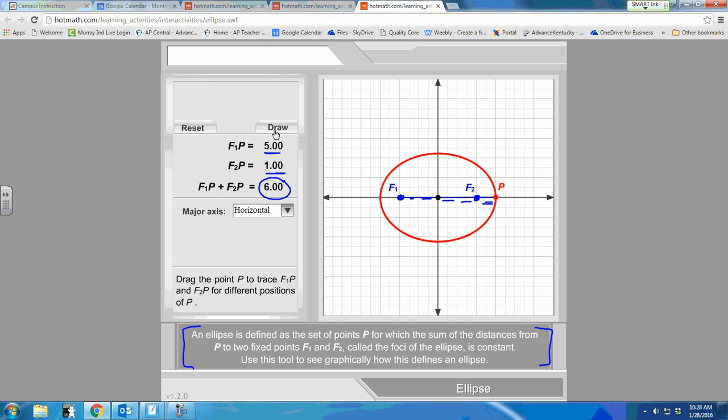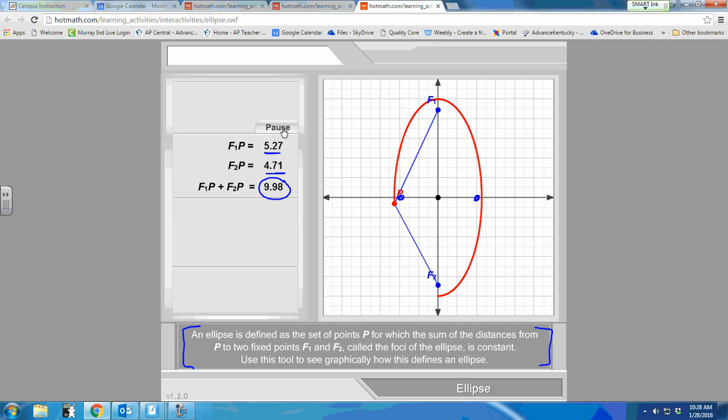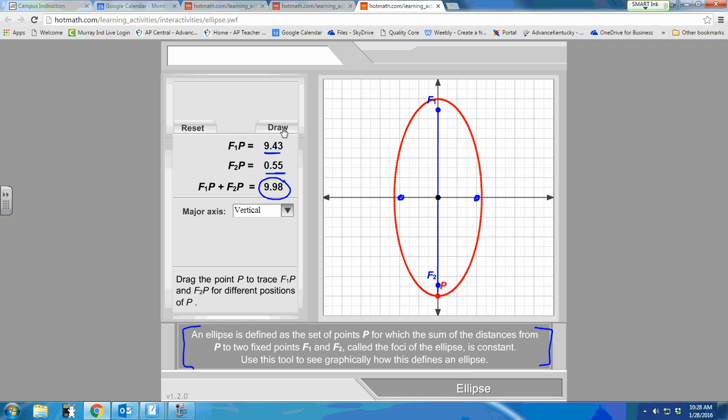I can change where this point is. I can do a vertical one. It's super long. But again, that 9.98 is going to stay the same the entire time. Okay, that's the fancy definition for an ellipse. That is why later in this section, when you're saying to me, why are those foci points important? Because we're not graphing them, blah, blah, blah. If you didn't have them, you wouldn't have a definition of ellipse. You wouldn't have anything to base the whole oval on. Okay, that's why they're important.